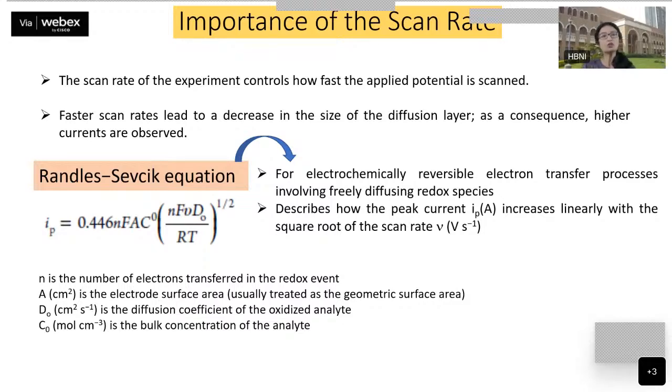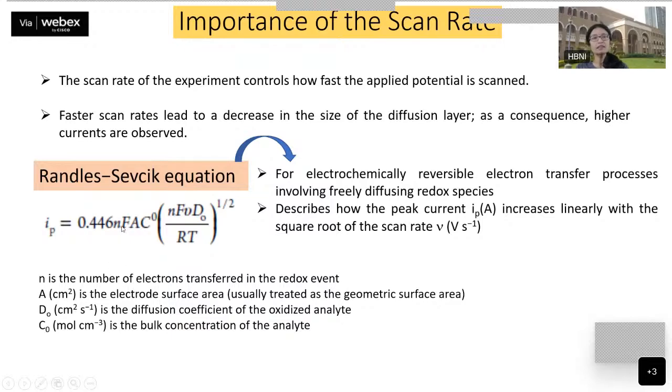Now there is one particular equation known as the Randles-Sevcik equation. This is for electrochemically reversible electron transfer processes, which involve freely diffusing redox species. Here, Ip is the peak current which is generated, and if you see, it increases with the square root of the scan rate. The scan rate is given as mu.